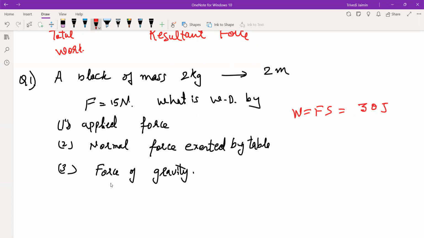Okay, for that, shall I read the question again? A block of mass 2 kg is pushed 2 meter along a frictionless horizontal table by a constant force 15 Newton. This was the statement. So what do you think? What would be the work done by normal force and work done by gravitational force?